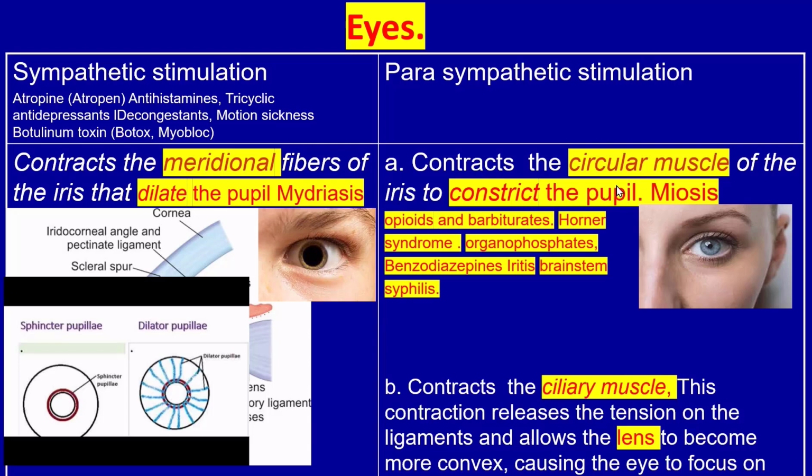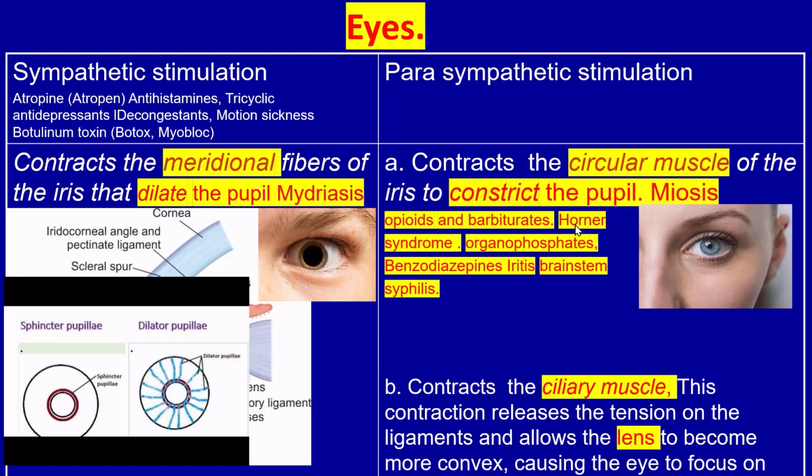For contraction of the pupil, the most important substances are opioids. In opium poisoning, if you look at the pupil, it will be pinpoint. Contraction occurs to the pinpoint level, and it is called pinpoint pupil. And barbiturates also cause miosis.